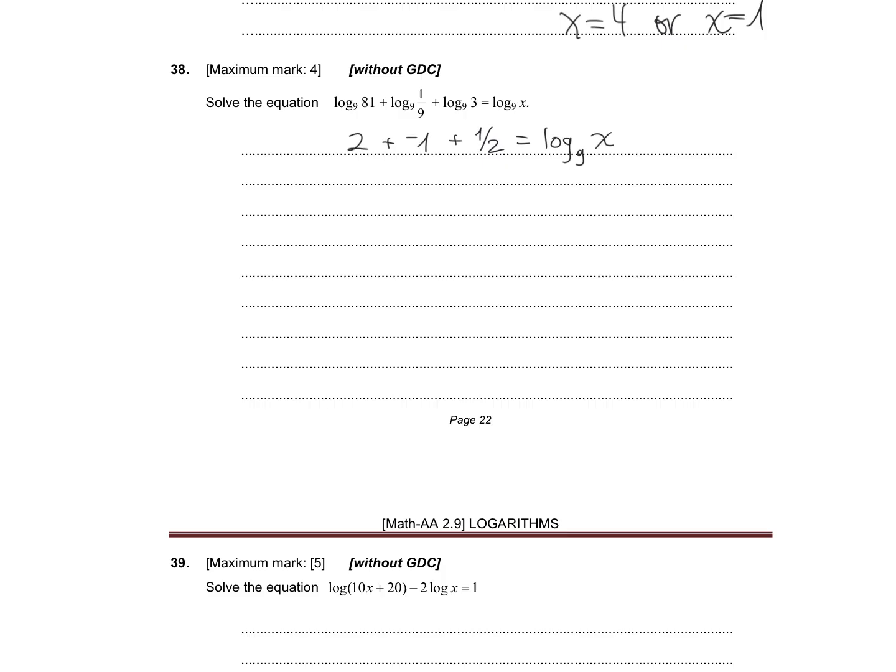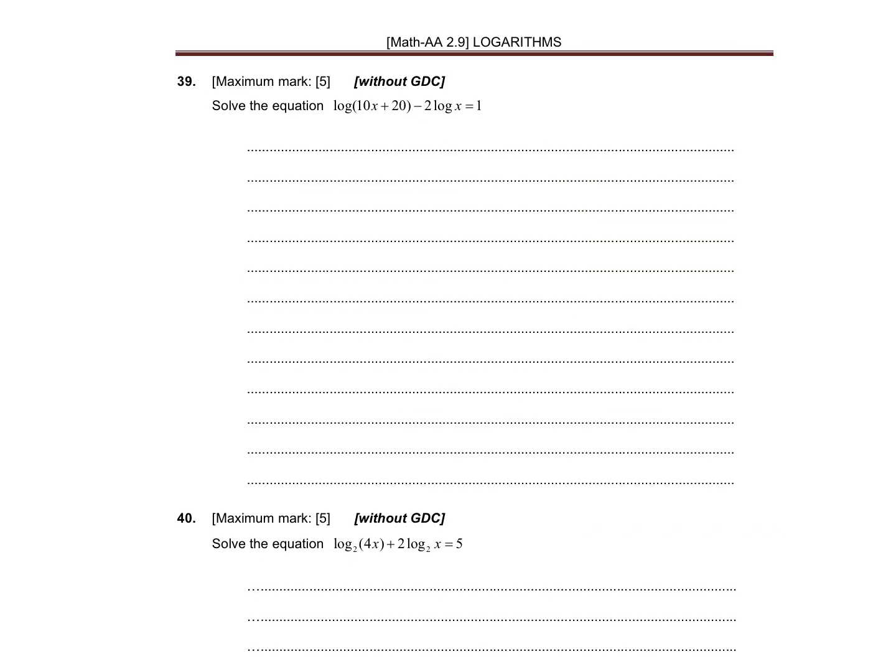Okay, so this is 1. This is 3 over 2 on the left. And if we do 9 to the 3 over 2 equals x, that's going to be 27, because the 2 comes out, so that's the square root of 9, and then 3 outside, so that's 3 cubed, 27. All right, 39, solve this equation.